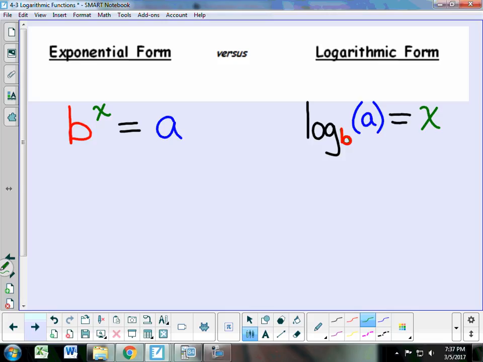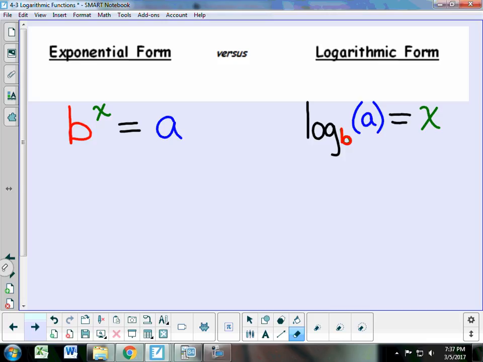So basically, it's just a rearranging of exponential form. The way it's said is log base b of a is equal to x. Log base b of a is equal to x. All right, and over here, b to the x power is equal to a.